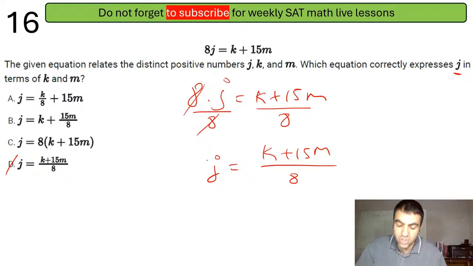Did you understand, Shaheen, why this is D? We should divide both sides of the equation by 8, okay? If it was like this, it would be correct, but it is not correct, okay? Next question.